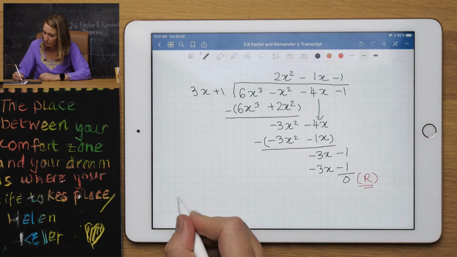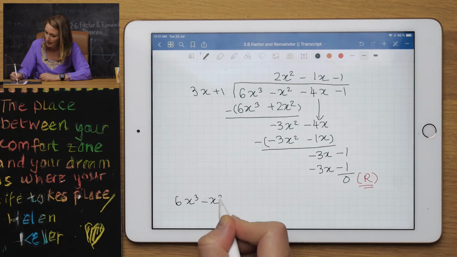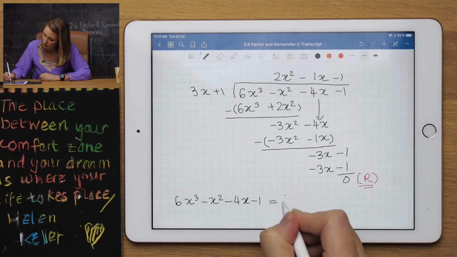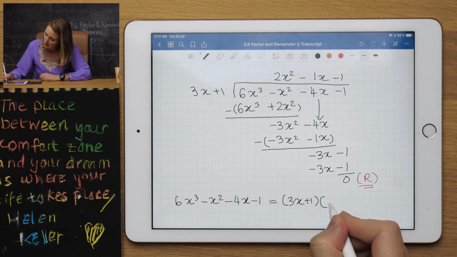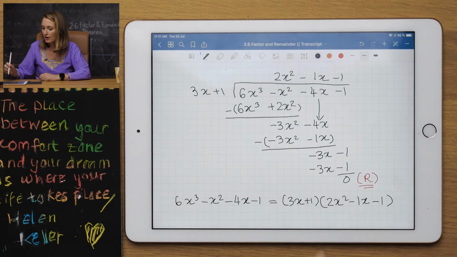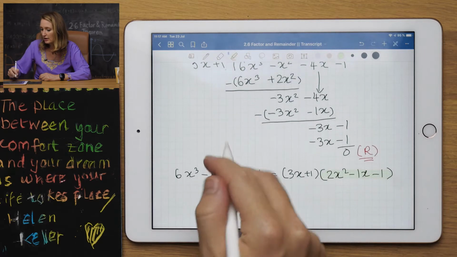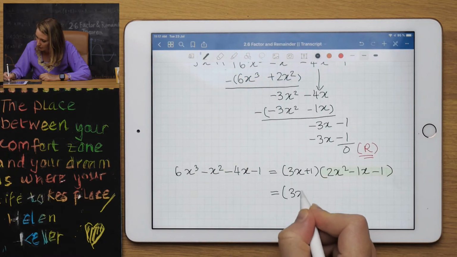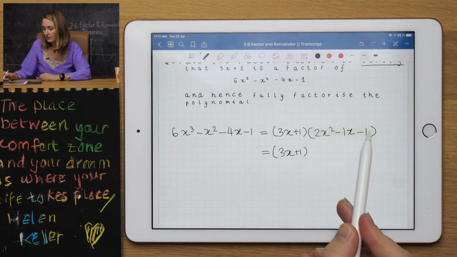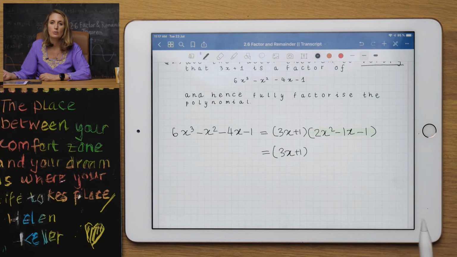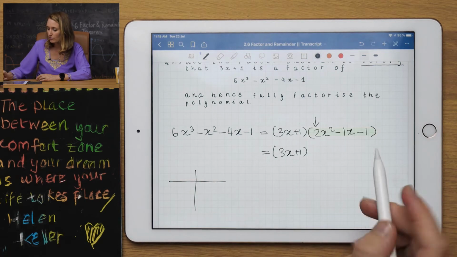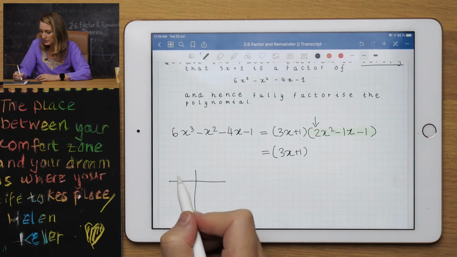The useful part now is we know that 6x cubed minus x squared minus 4x minus 1 is equal to 3x plus 1 times this quadratic equation. But that's not fully factorized because we can factorize the quadratic and go one step further. So 3x plus 1. Now, we can go one step further and factorize this quadratic. This quadratic is what we call a non-monic quadratic because it starts with a 2. So to factorize this type of quadratic, I would do 2 times minus 1, which is minus 2.